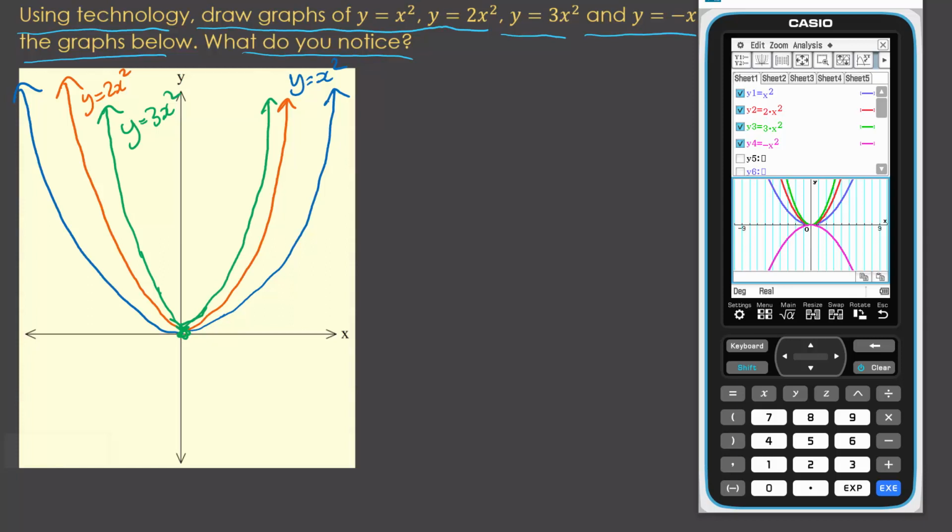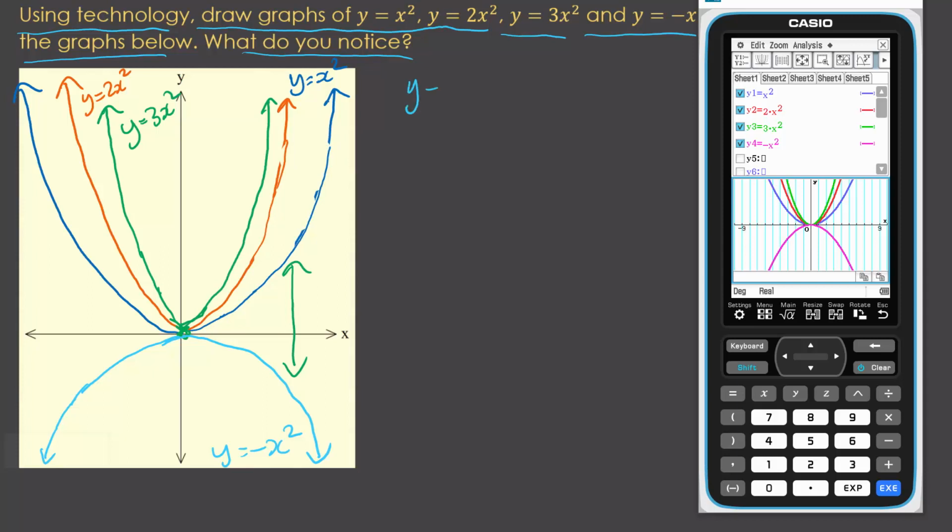And then finally, I'll do the negative x squared, which goes like this. And you should notice that that one there is a reflection of x squared in the x-axis. So this one is y is negative x squared.